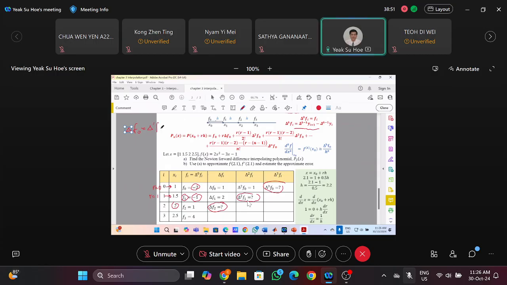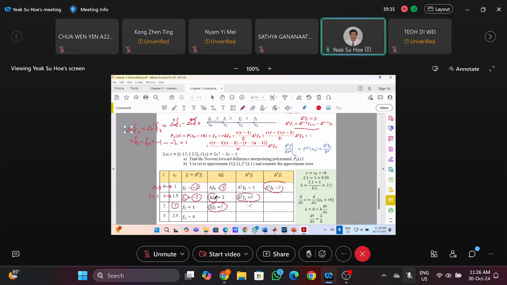So delta F0 is actually delta 1 F0, I mean delta 1. Then it is equal to delta 0 F1 minus delta 0 F0. Delta 0 means it is equal to F1 minus F0. So F1 minus F0 is equal to minus 1 minus minus 2. So what is the answer? The answer is 1. So you get 1. Everyone clear? Okay, now I show you what is delta F1.